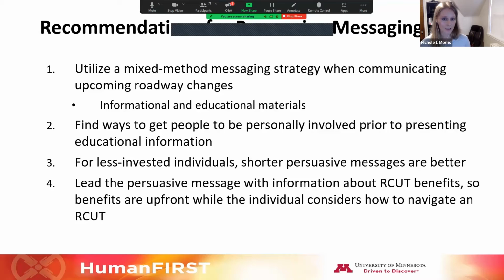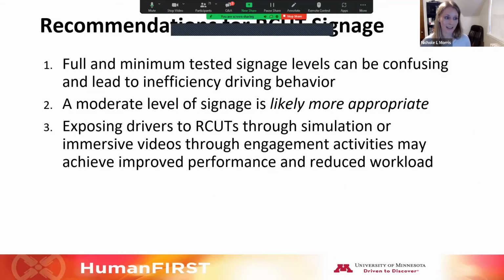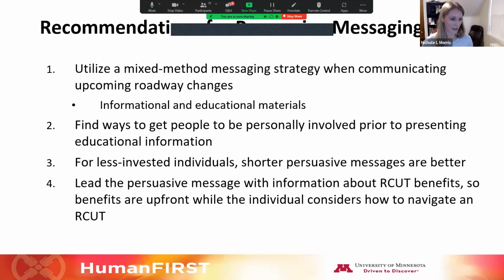But if you've got an audience that's pretty hostile or they're not very invested in it, don't waste a lot of time and try to pour more information on there. That's probably not going to work very well. You want to keep it very short and just use the persuasive messages and lean into those. So I think the persuasive messaging can be effective upfront, and then have people help them consider.